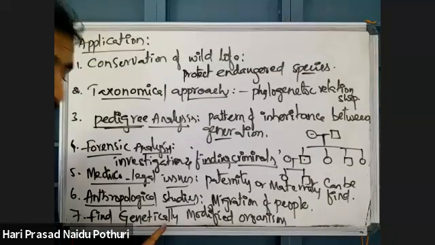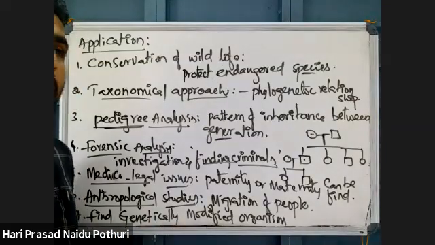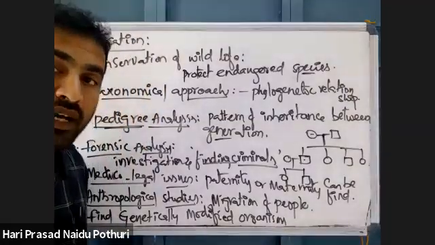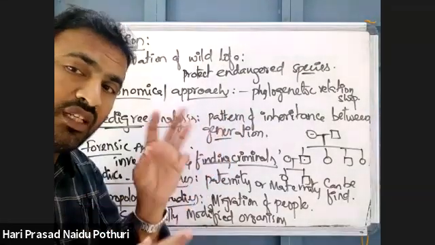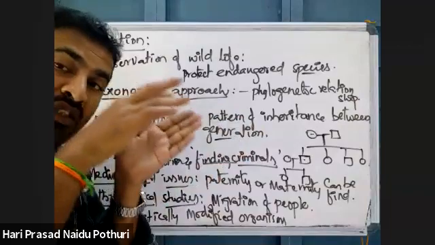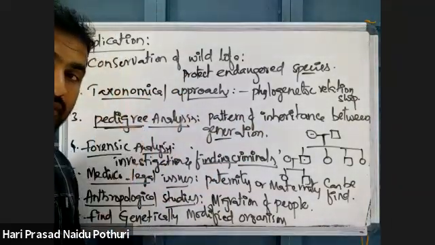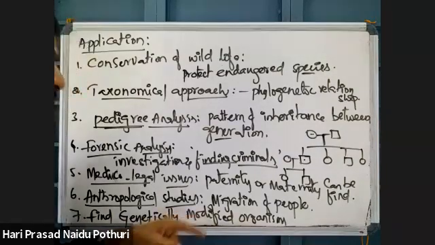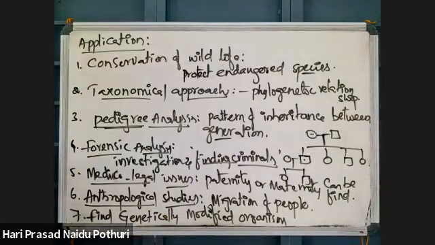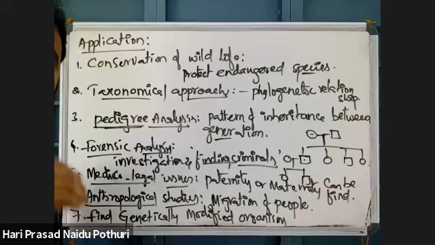And genetically modified organisms. What do genetically modified organisms mean? By biotechnology we can produce recombinant hybrids. By taking DNA from one organism, we can introduce it into a new organism, so that the new organism gets both characters. That is what genetically modified organisms are, produced by biotechnology. Those also we can study by using DNA fingerprinting. These are the applications of DNA fingerprinting.